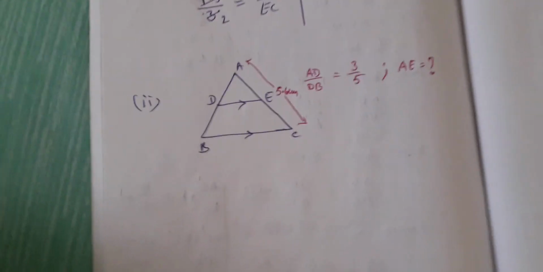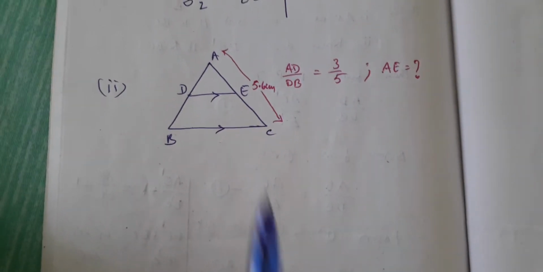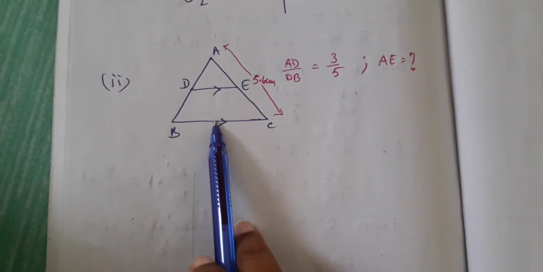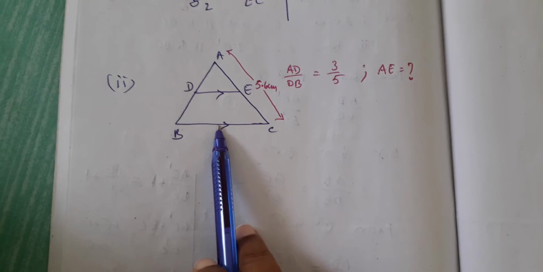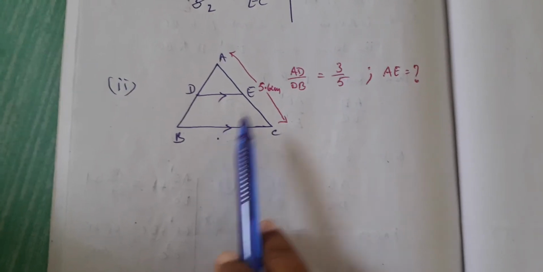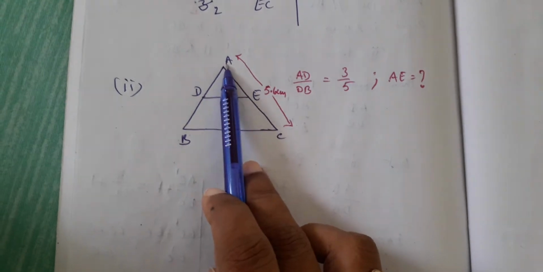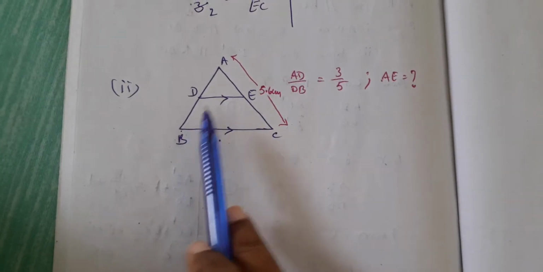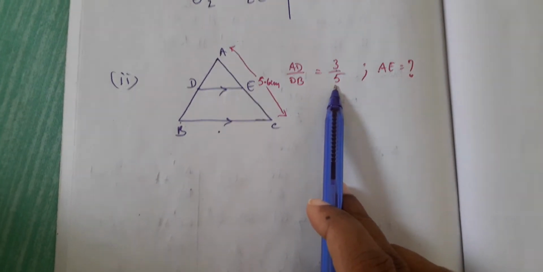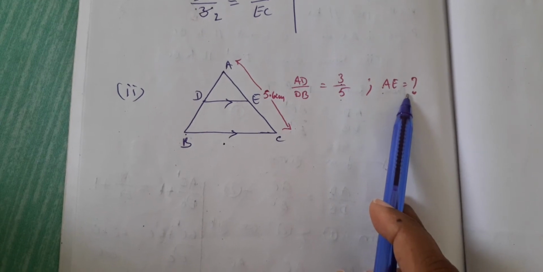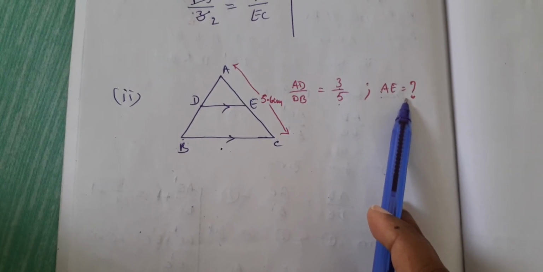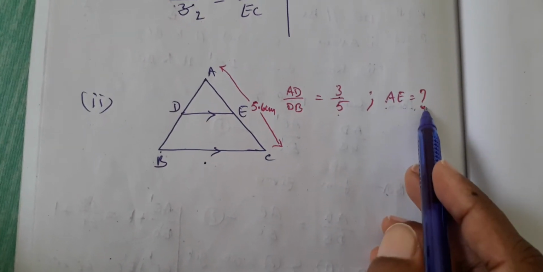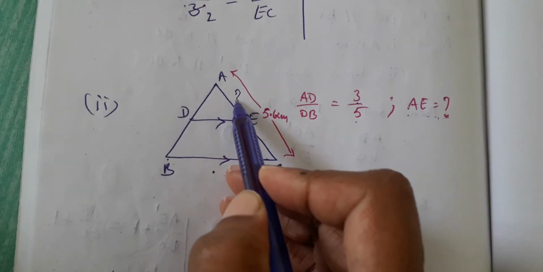The next one. Here, if you observe the triangle, DE is given to be parallel to BC. It is given already, so without any hesitation you can apply the basic proportionality theorem. What else is given? The ratio AD by DB is given to us, not individual values. Please remember, they are not individual values. AD by DB is 3 by 5, and our job is to find out what is AE.